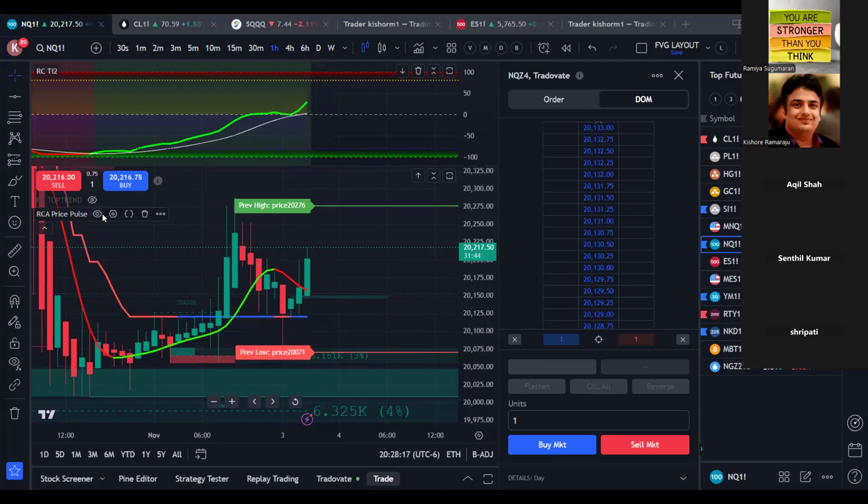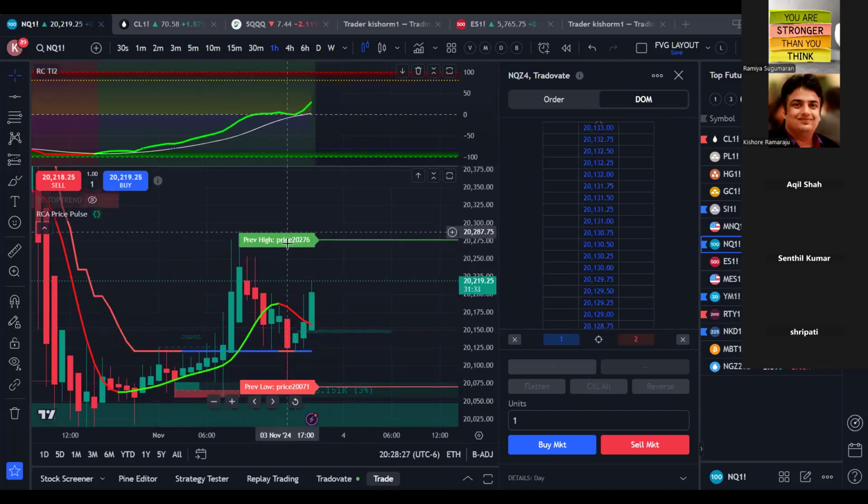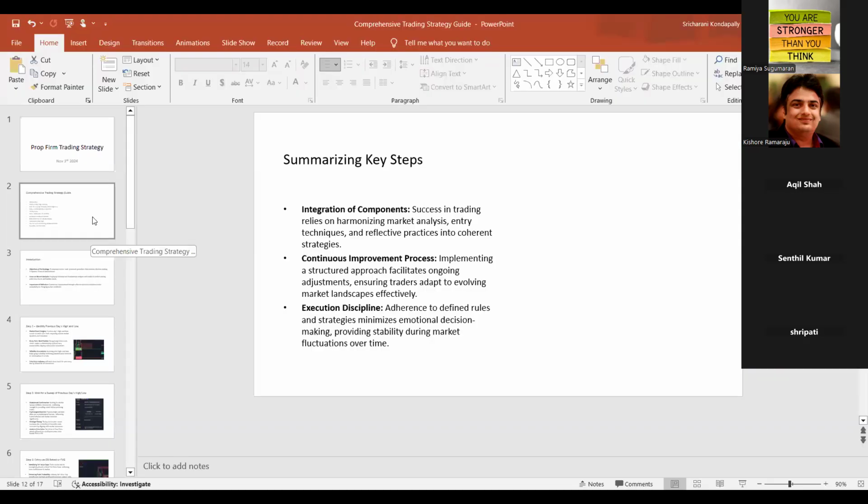So already our price pulse will give you that. On Friday, NQ went all the way to 2071, and NQ went all the way to 2276. So that is your step number one. If you want to make $300, $400, $500 every day with each trading account, and if you have 10 accounts, you can make $3,000 to $4,000.